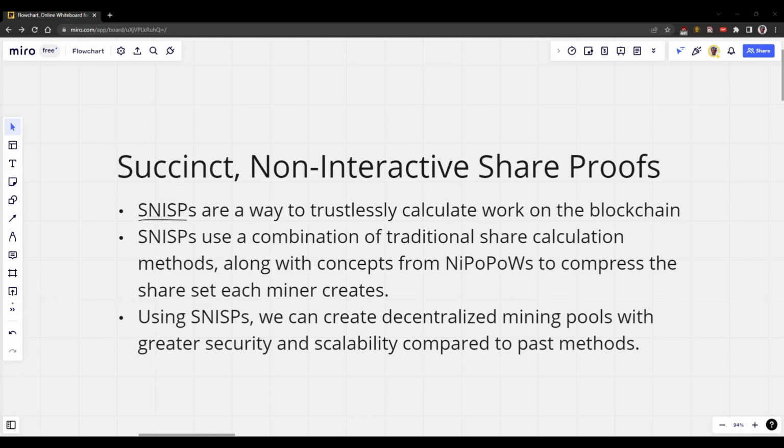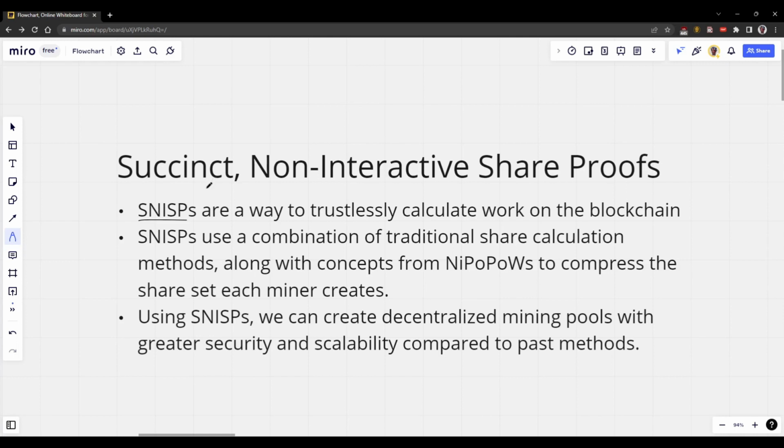And today I'm here to talk to you guys about Succinct Non-Interactive Share Proofs, which was our hackathon project for ErgoHack V. Succinct Non-Interactive Share Proofs, also known as SNISPs, are really just a way to trustlessly calculate work and put that work on the blockchain.